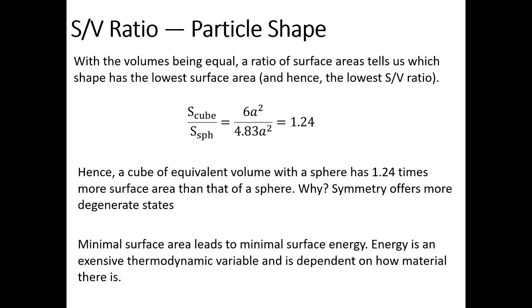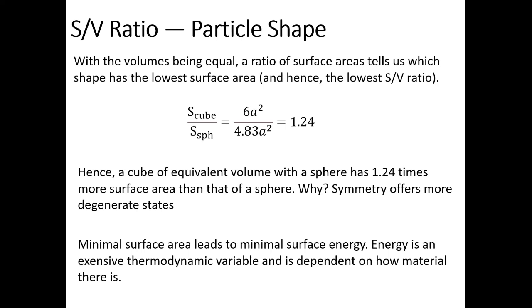So anyway, here, a cube of equivalent volume has 1.24 times more surface area than that of a sphere. Symmetry offers more degenerate states. The energy is distributed more evenly. There's no discrimination which one is better or not. Overall it lowers energy. And again, let's just reinforce: minimal surface area leads to minimal surface energy.